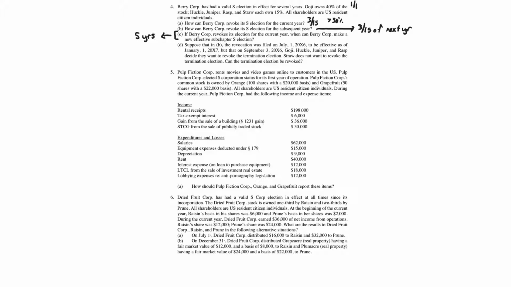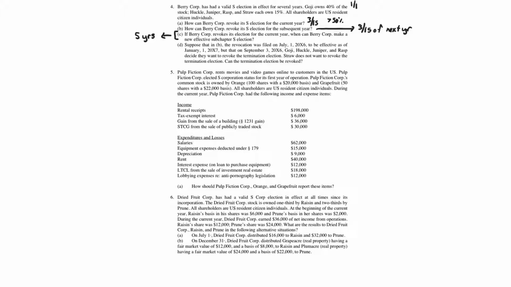Okay, D, suppose that in B, the revocation was filed on July 1st, 20x6 to be effective as of January 1st, 20x7, but that on September 3rd, 20x6, Goji, Huckle, Juniper, and Rasp decide they want to revoke the termination election. Straw does not want to revoke the termination. Can the termination election be revoked?